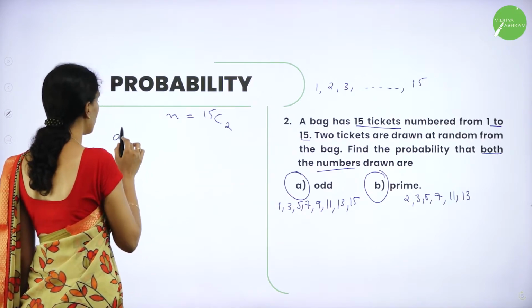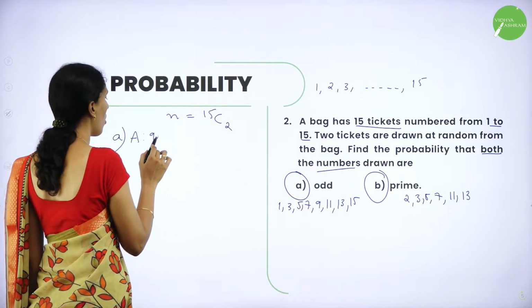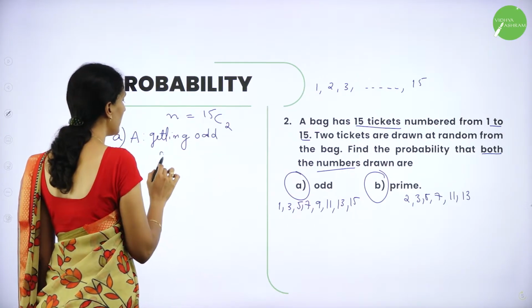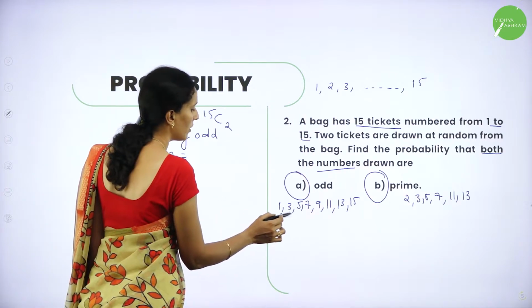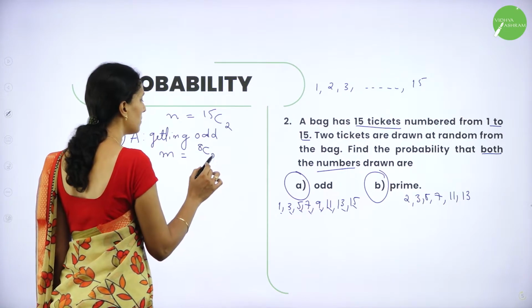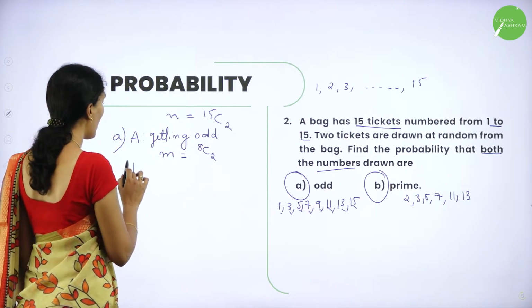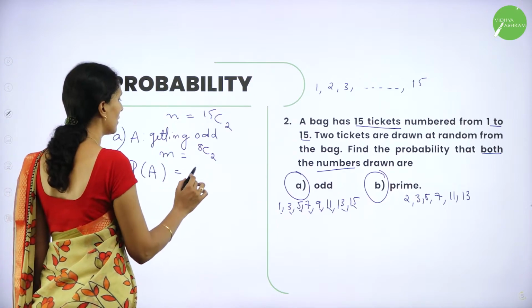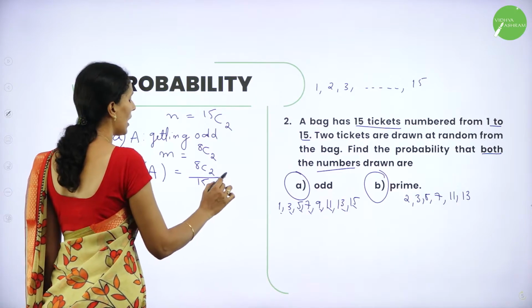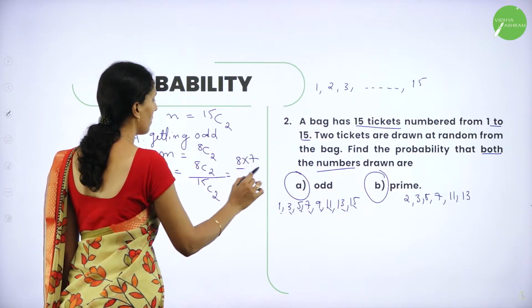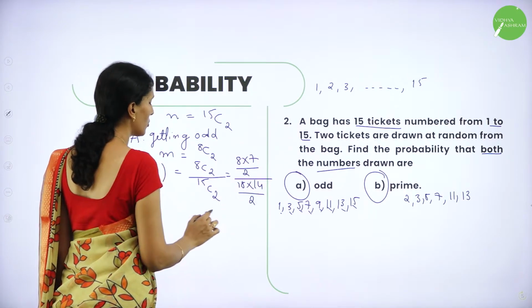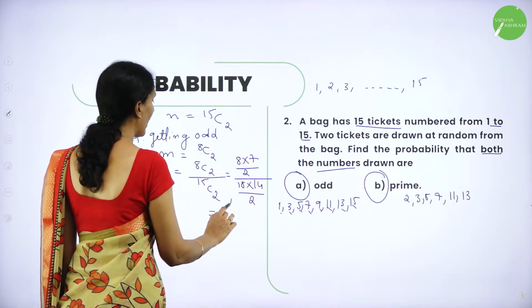So for odd, if event A is getting odd, then M is here. How many odd numbers do we have? 1, 2, 3, 4, 5, 6, 7, 8. So 8 odd numbers we can have. So therefore probability of event A is 8C2 divided by 15C2. That is 8 into 7 by 2 over 15 into 14 divided by 2, which is equal to 4 by 15.